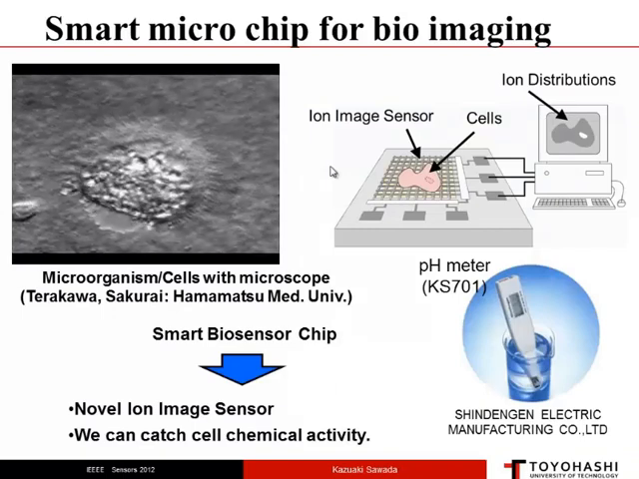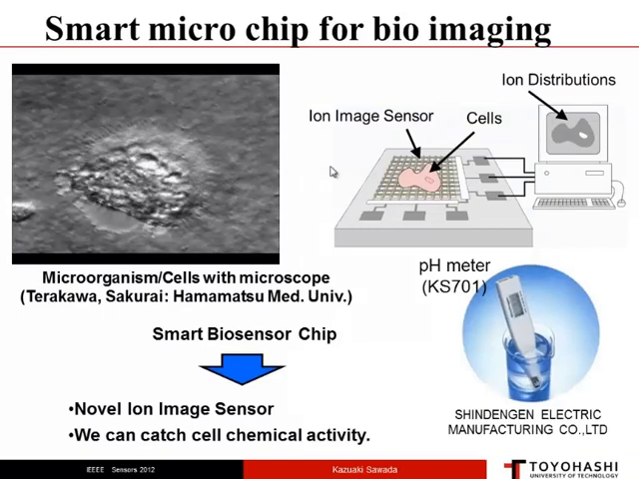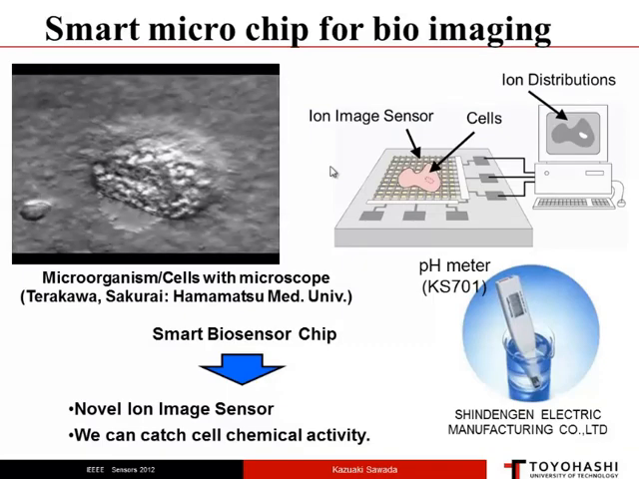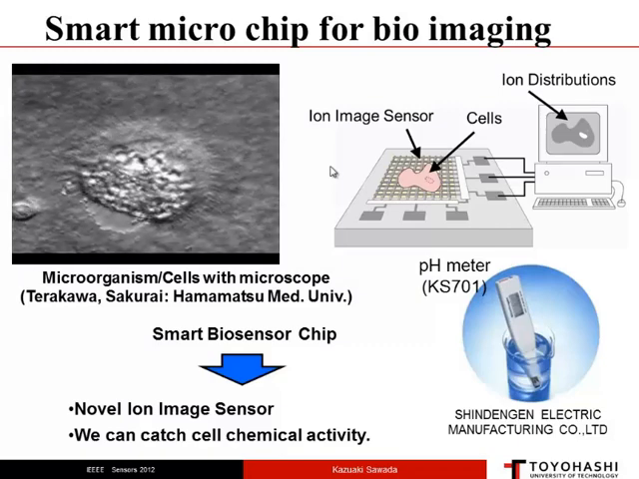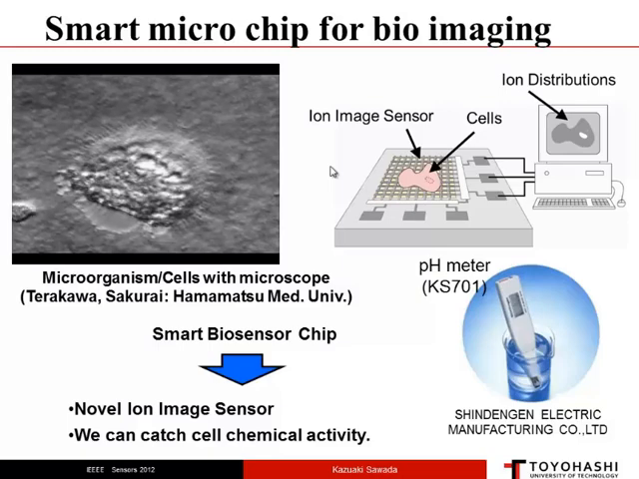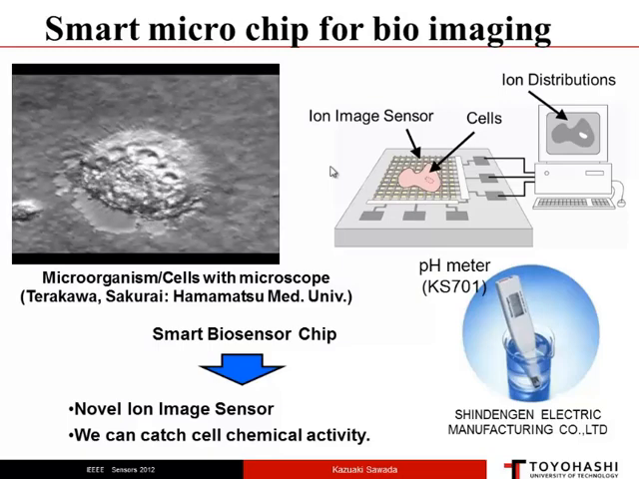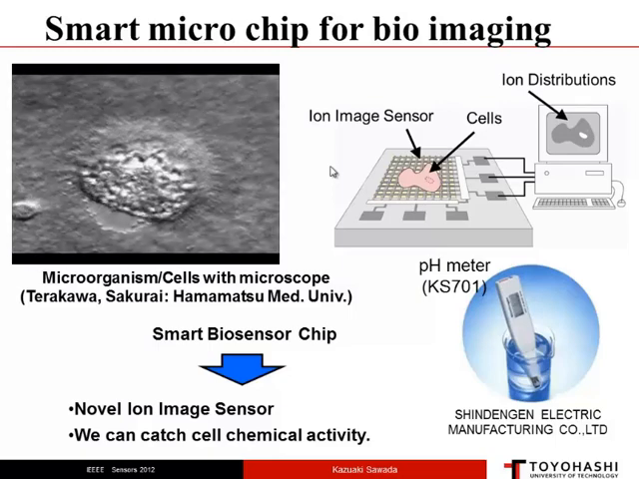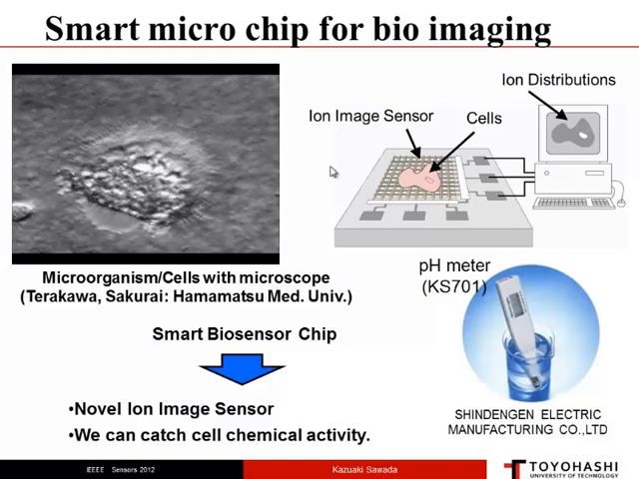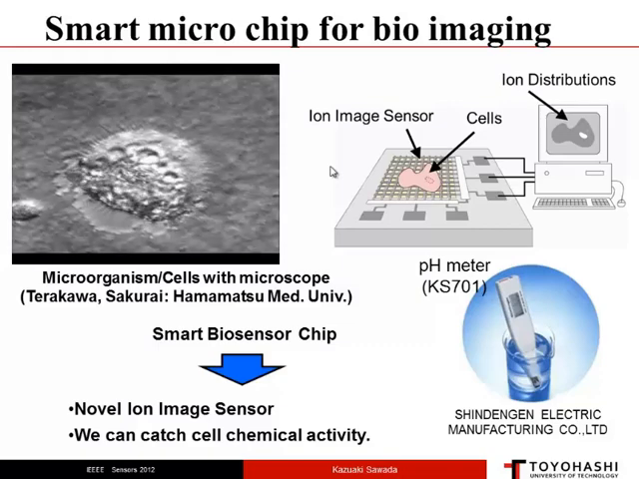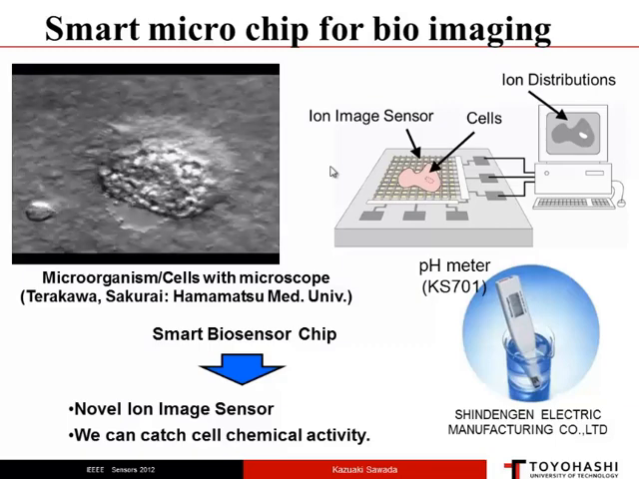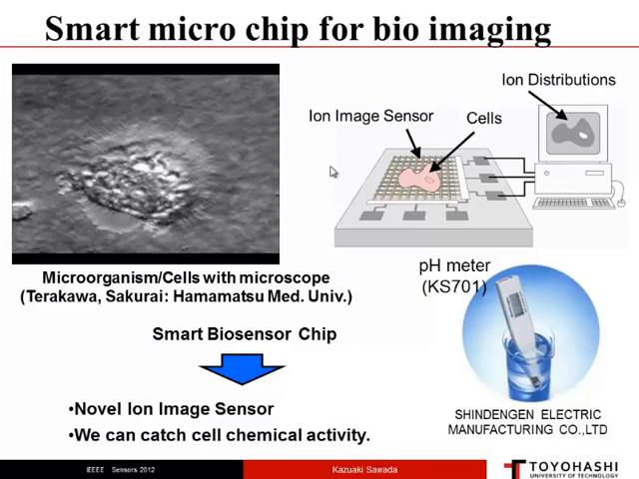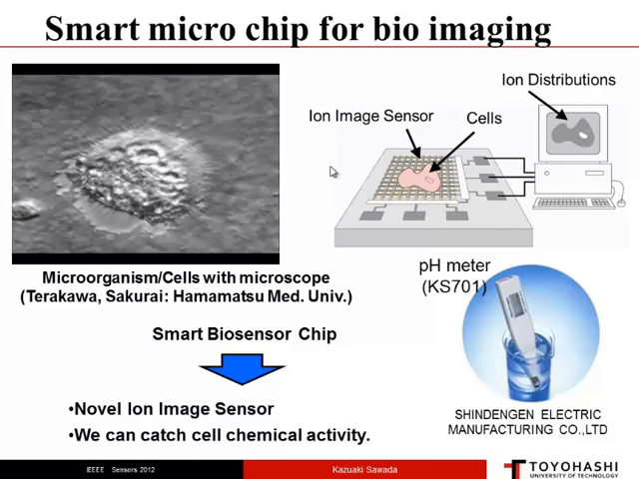This is a movie of a microorganism taken by a conventional optical microscope. Medical doctors use this microscopy to understand or analyze microorganisms. But with the optical microscope we can only understand the shape and movement. So if we had a special microscope which could catch chemical reactions or chemical activity in microorganisms, we could understand a lot of unknown phenomena.